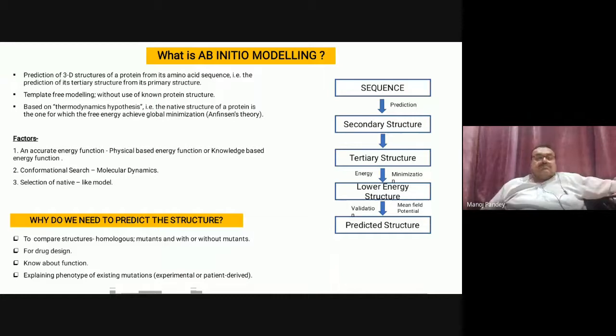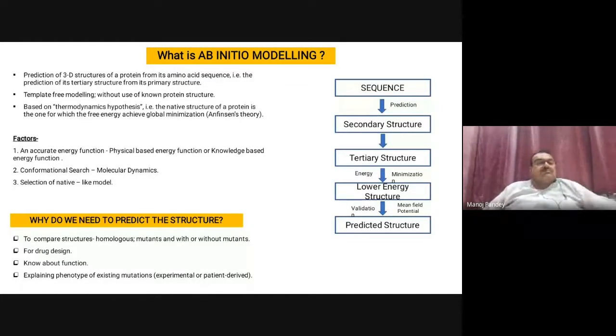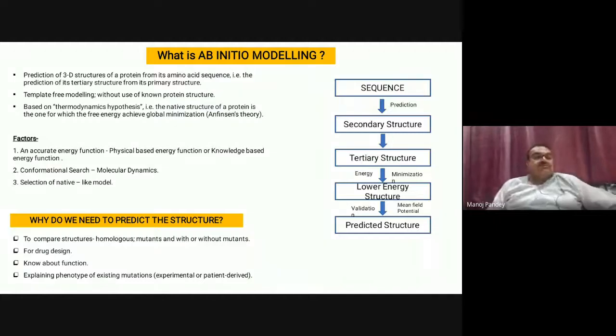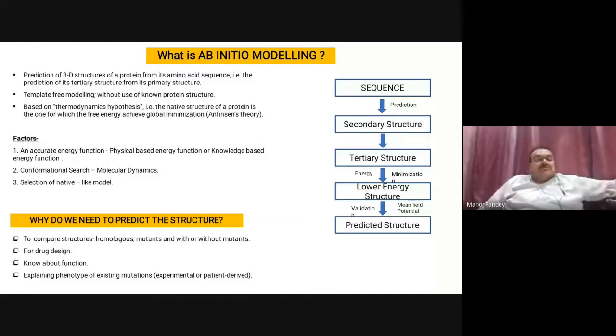What is ab initio modeling? It is the prediction of the 3D structure of a protein from its amino acid sequence, that is, the prediction of its tertiary structure from its primary structure. It is template-free modeling without the use of known structures. It is based on the thermodynamic hypothesis, that is, the native structure of a protein is the one at which free energy achieves global minimization, and Anfinsen's theory.